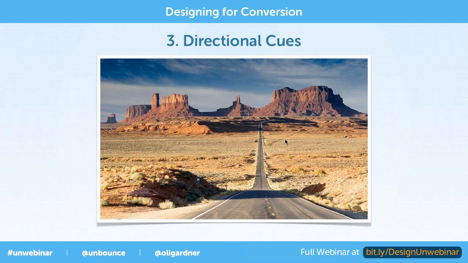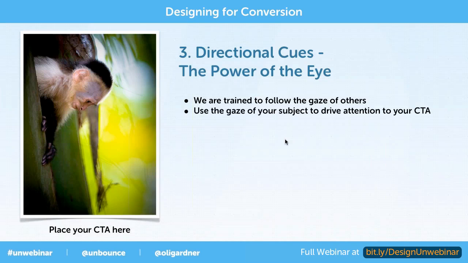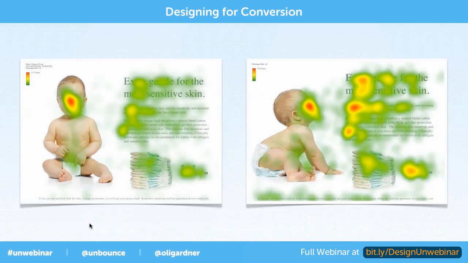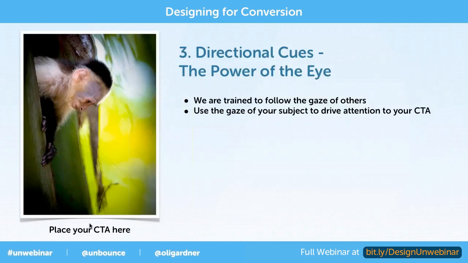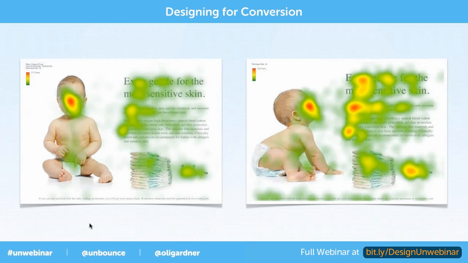Another example of this, look at this monkey here. He's staring down, so your natural instinct is to look at him and then follow his gaze. So as you can see, this is where you'd put your CTA there, because we're naturally trained to follow where people are looking, or animals. You can see it again here.